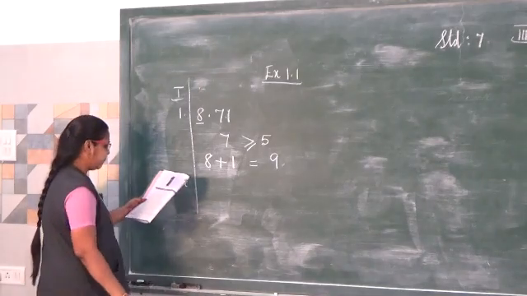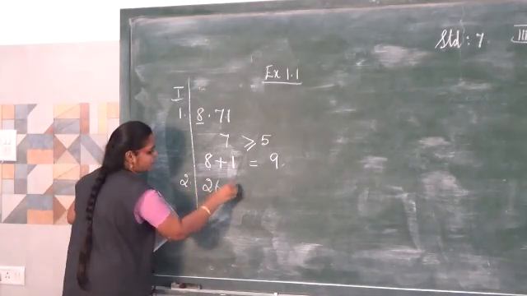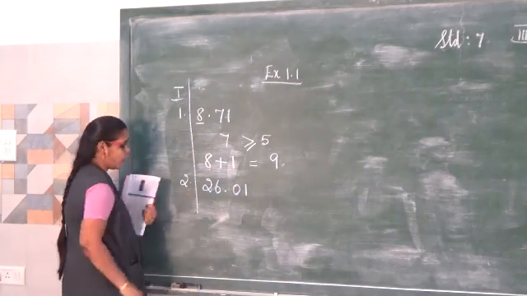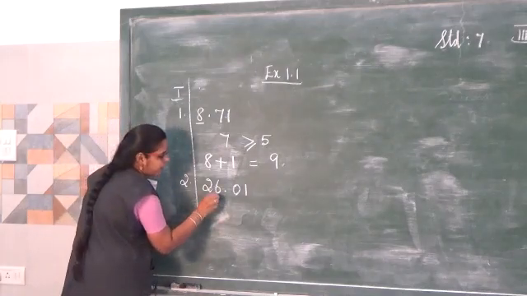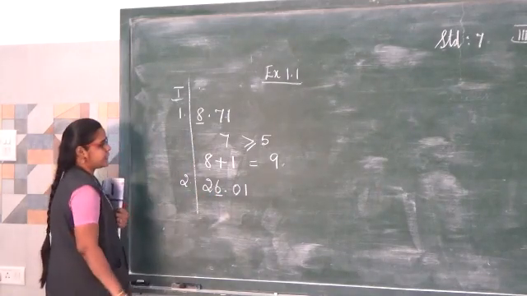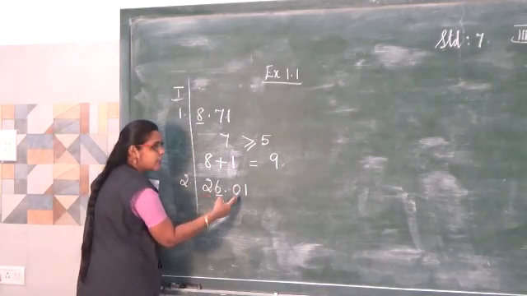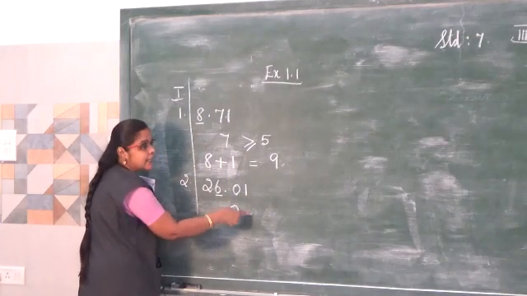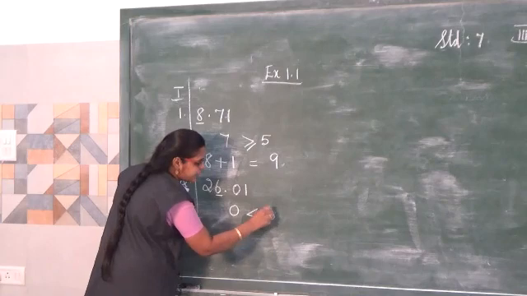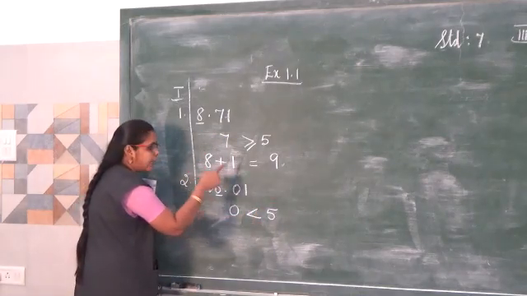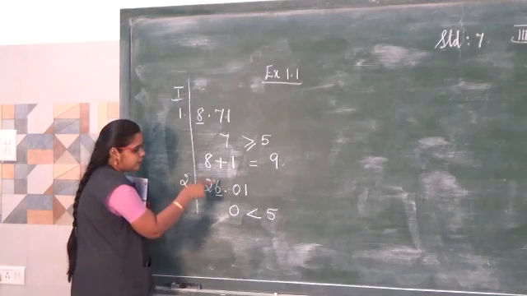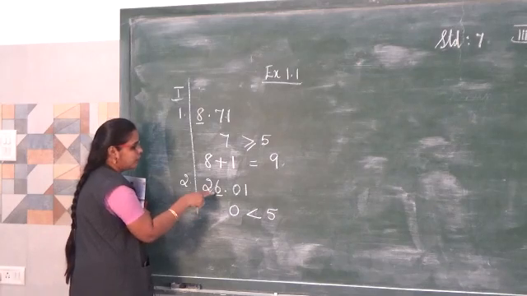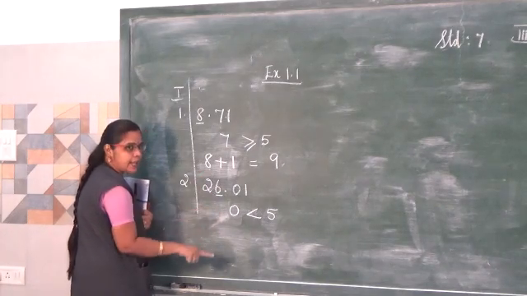The second one, 26.01. Which is the whole number? 26 is the whole number. So the underlined digit is 6. What is the next number? The next number is 0, which is less than 5. If it is less than 5, what do you have to do? The number remains unchanged. We should not add 1 to the whole number part. We have to write it as such.